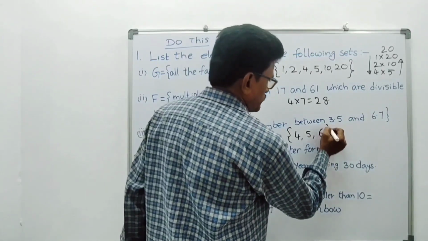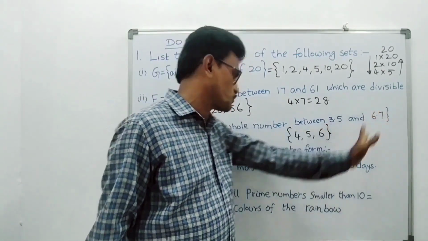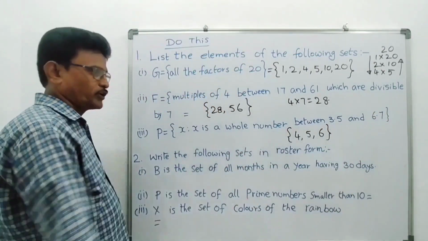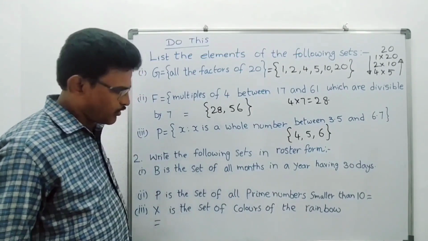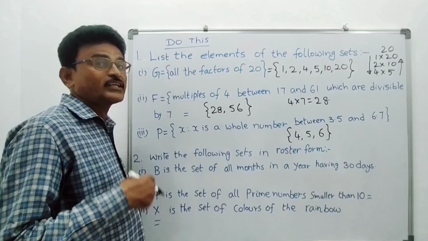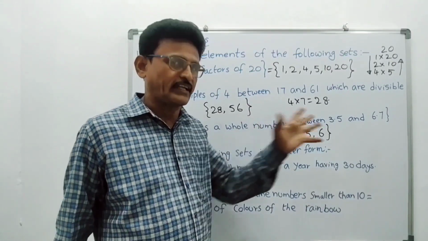Only that much. Okay. 4, 5, 6 are the whole numbers lying between 3.5 and 6.7. Now write the following sets in roster form. B is the set of all months in a year having 30 days. So we only have to write the months having 30 days.